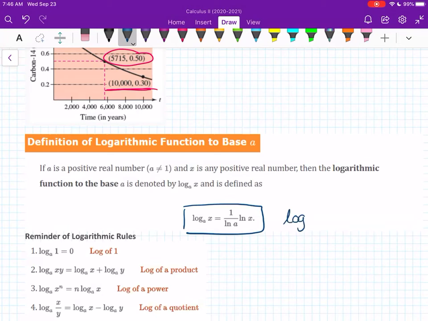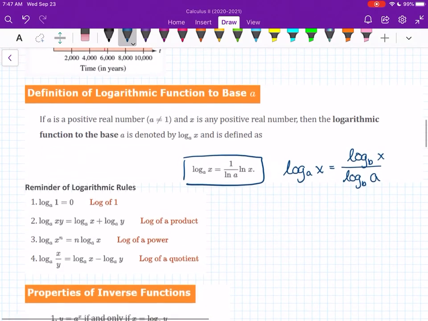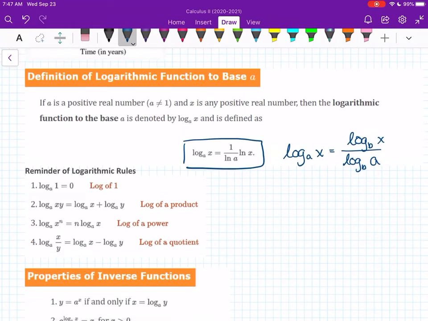So, change of base formula reminder. If I have log base a of x, that's equal to log base b of x over log base b of a. So you can change the base from any number to any other number. And a reminder of my log properties or rules. These are the same things we talked about with e, but they work with all bases. We have that the log base a of 1 is 0. We have our log of a product, log of a power, and log of a quotient rules.